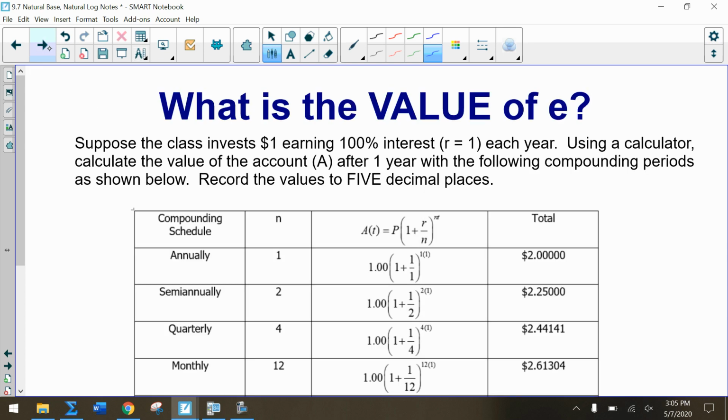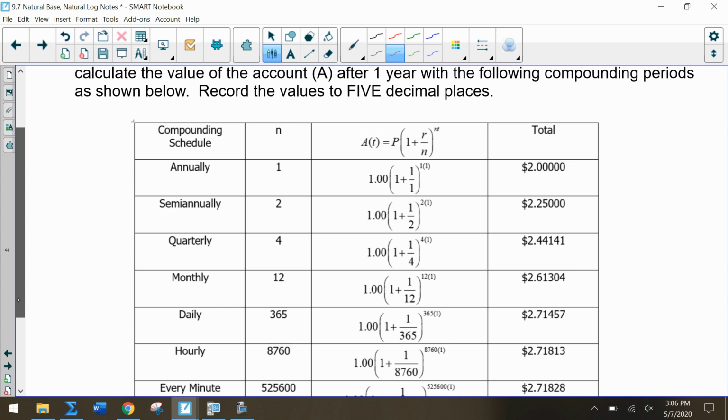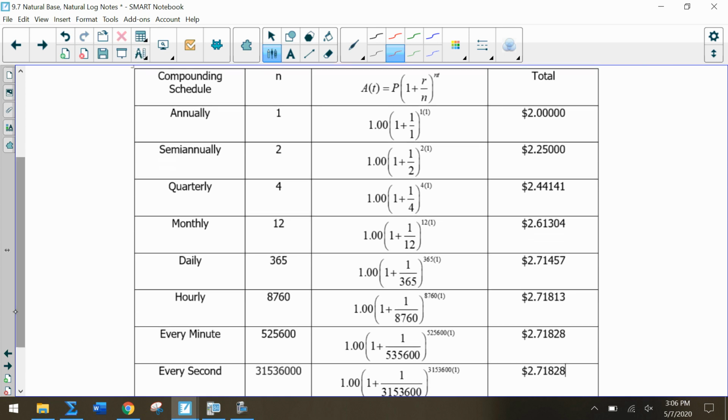So what is the value of E? Suppose the class invests $1 earning 100% interest, so your R value is 1 each year. Using a calculator, calculate the value of the account A after 1 year with the following compounding periods as shown below. Record the values to 5 decimal places. For time's sake, I've gone ahead and done this for us, so let's look at this together.